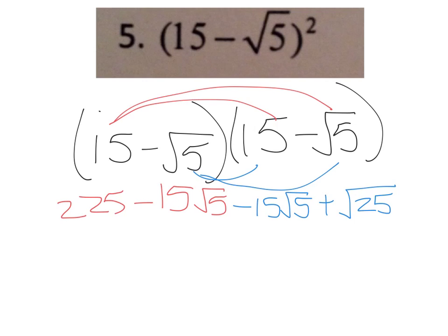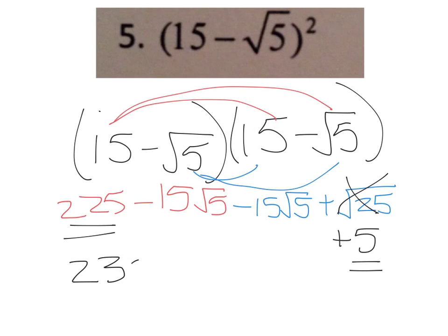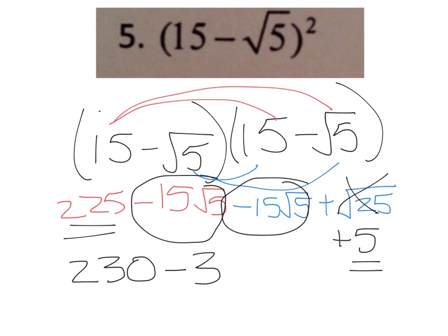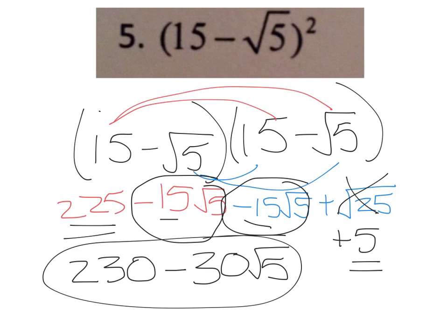And then there's a few things we can do here. The square root of 25 just becomes plus 5 because 25 is a perfect square. And then 225 and 5 is just going to give me 230. And then negative 15 root 5 and negative 15 root 5, those are like radicals, so it's going to give me negative 30 square roots of 5. I can just add the coefficients together, negative 15 and negative 15. And there's my answer.